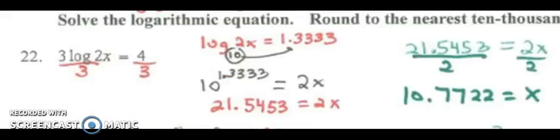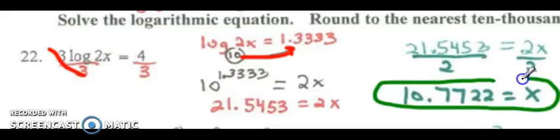In problem number 22, I want to solve for x, and it's already a log. First thing I'm going to do is divide by 3, so those two will cancel each other out. So 4/3 is how I got 1.3333. I am going to change this to an exponent to get rid of that log. It's a common log, which means my base is 10. So I'm going to go 10 to the 4/3 power. Plug that into your calculator. That's how I got 21.5453 equals 2x. Then I'm going to divide by 2. That's how I got this number. And I plug that back into my calculator to make sure it's correct, and it is.